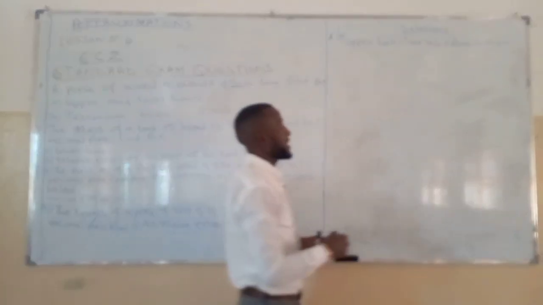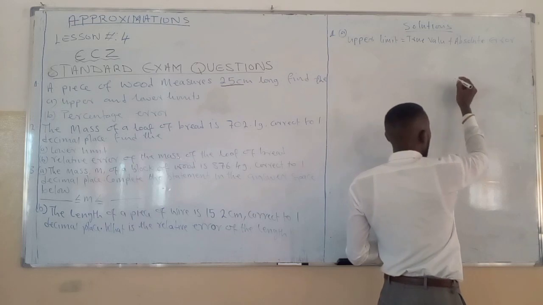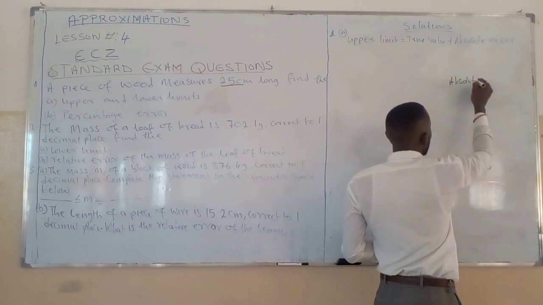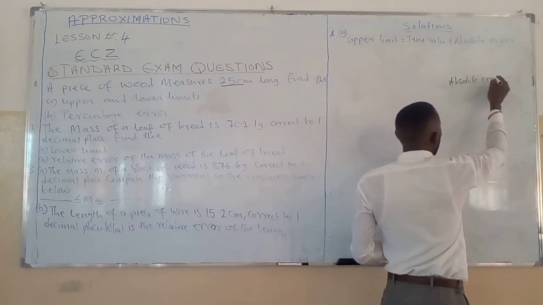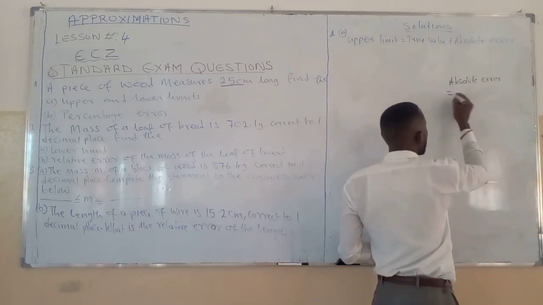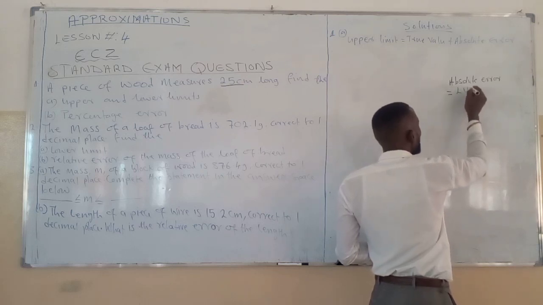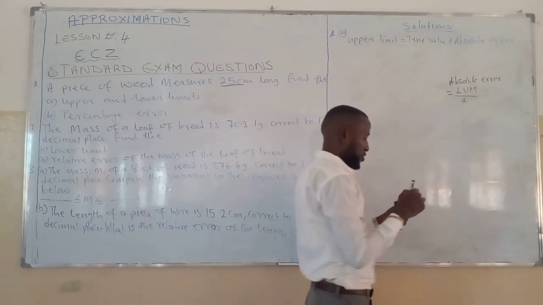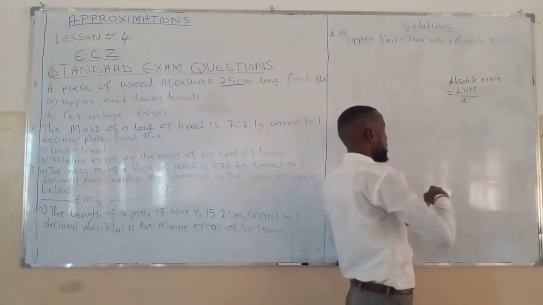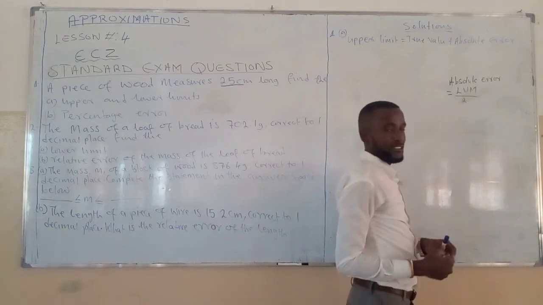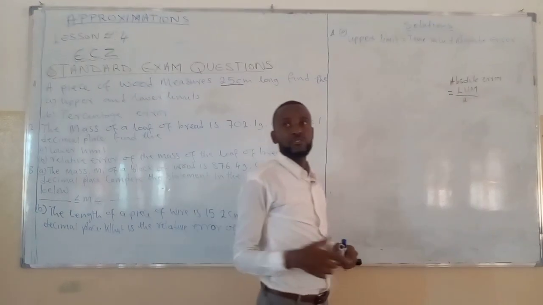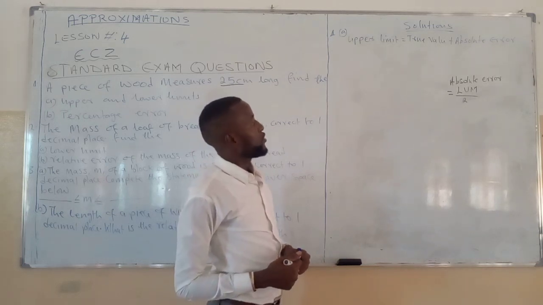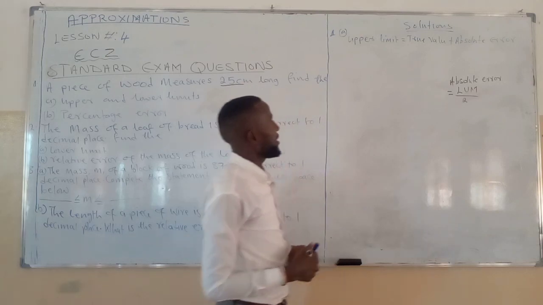So how do we find the absolute error? Remember, you need to know the formula for absolute error. We learned that it is simply the LUM divided by 2. LUM stands for least unit of measurement, meaning the smallest value. So for me to find this, I need to look for the least unit.